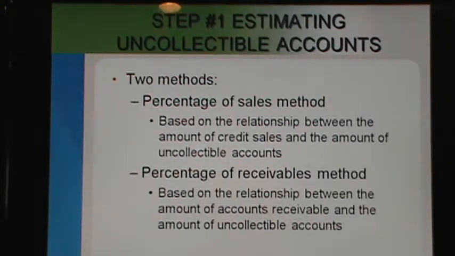And then we have the percentage of receivables method, and this is just based on the relationship between the amount of accounts receivable and the amount of uncollected accounts. So there's 2 ways to do it. You can base it off the entire sales of the year. You can see how much were uncollectible out of all the sales, or you can just see how much trends out of the uncollectible accounts just from the accounts receivables.